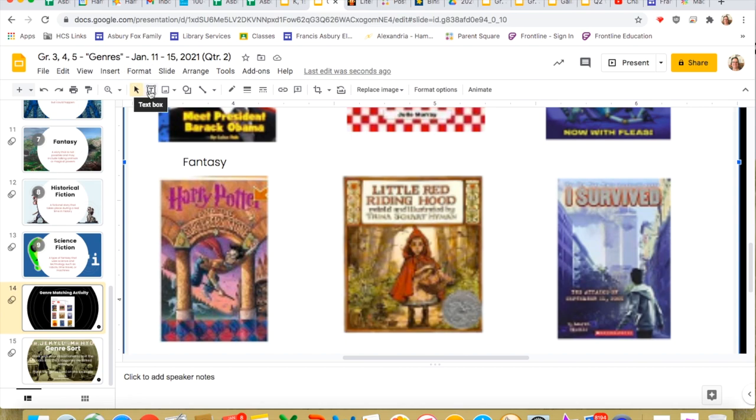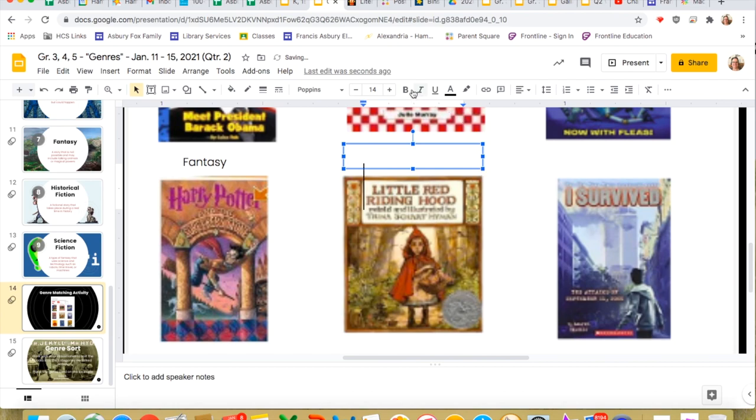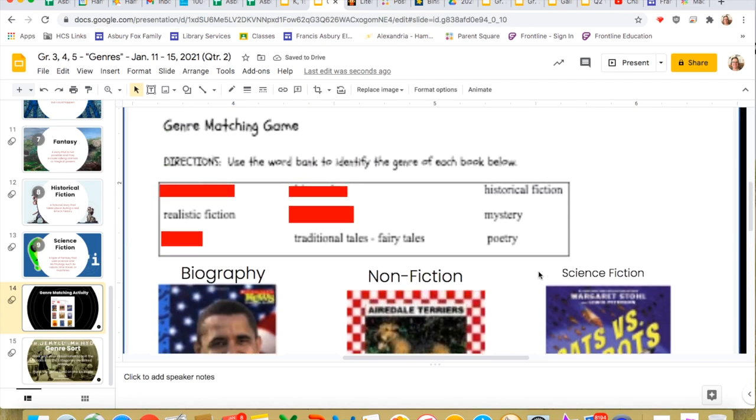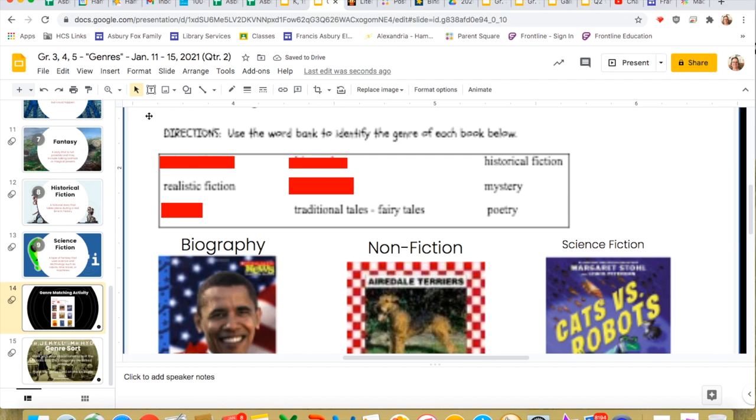So we can put our text box in here. And Miss T will type in fairy tale. Okay, good job. All right, guys. We'll go up here and we will take off traditional tales or fairy tales.